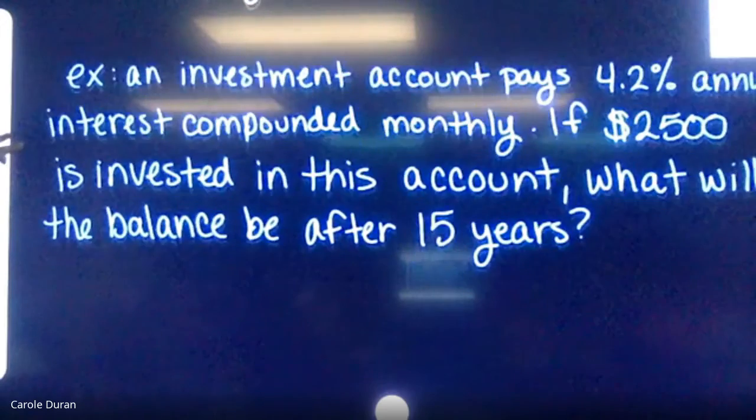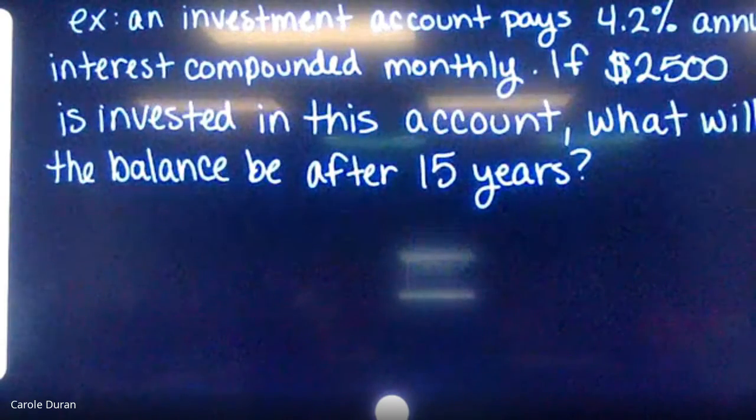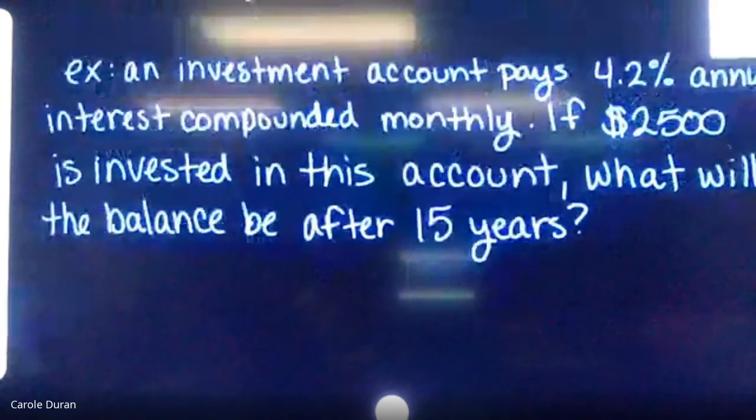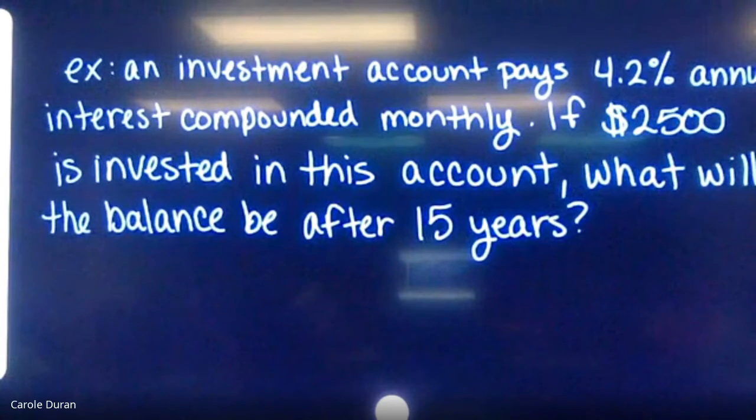So we're probably just going to do this one example and then I will try and give you some homework time. I'll give you a minute to write it. So this says an investment account pays 4.2% annual interest compounded monthly. If $2,500 is invested in this account, what will the balance be after 15 years?